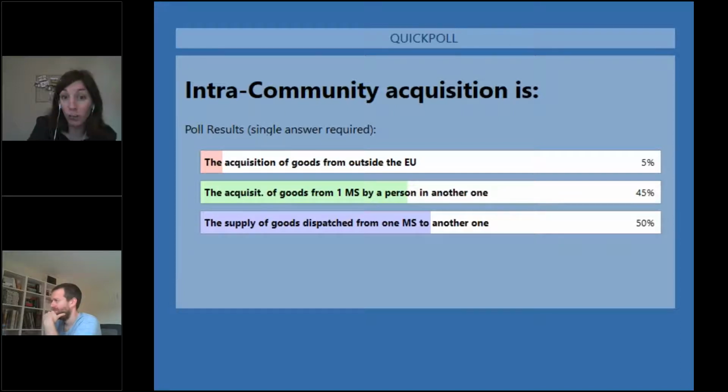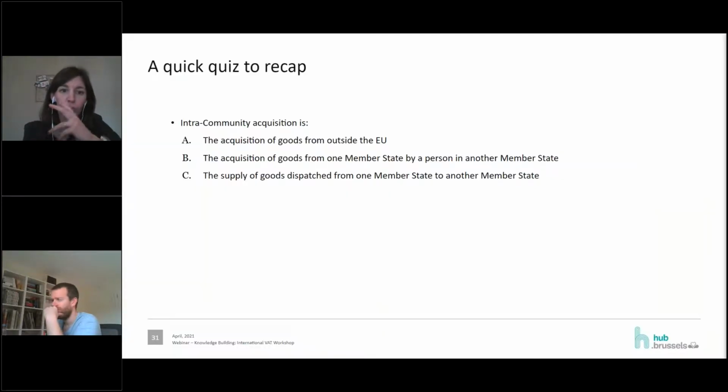Yes, so the intracommunity acquisition is indeed the acquisition of goods from one member state by a person in another member state. So you are buying from a supplier in France and you acquire the goods in Belgium. This is an acquisition of goods, which is the mirror, not to be confounded, let's say, of a supply of goods dispatched from Belgium to France. So this is really the mirror. And of course, Quentin mentioned that on the acquisition of goods, you need to self-account for Belgian VAT and deduct it in principle in the same VAT return.